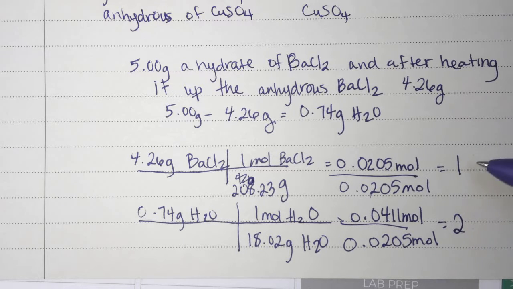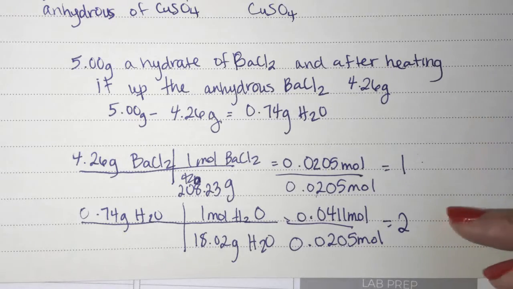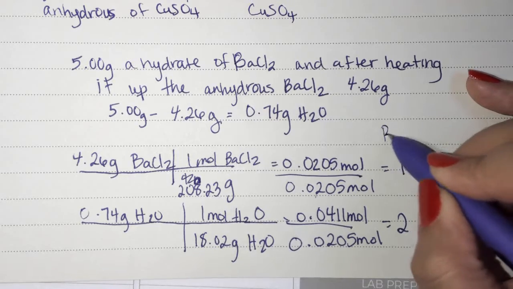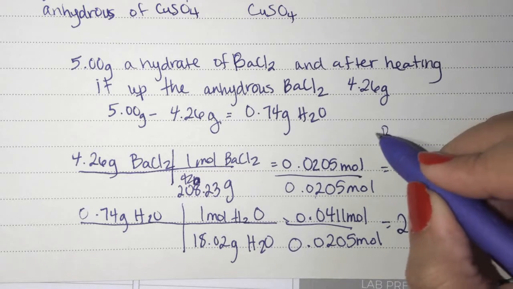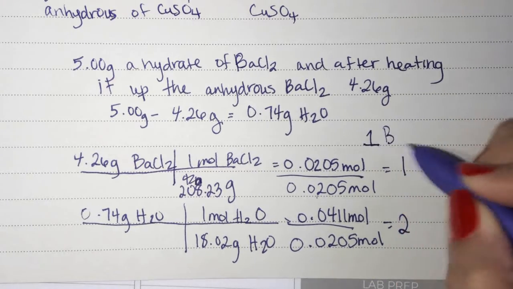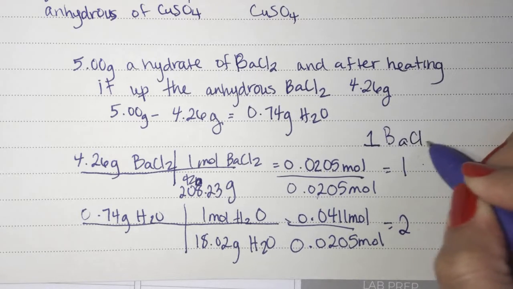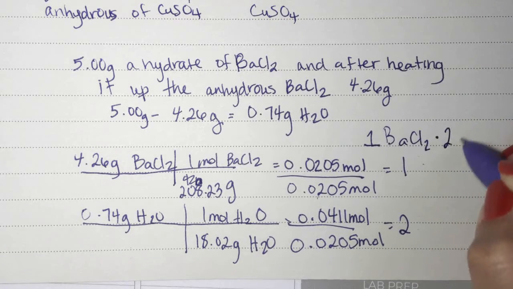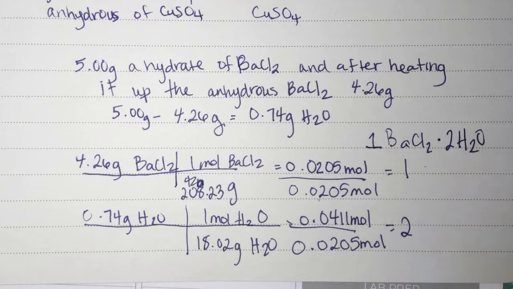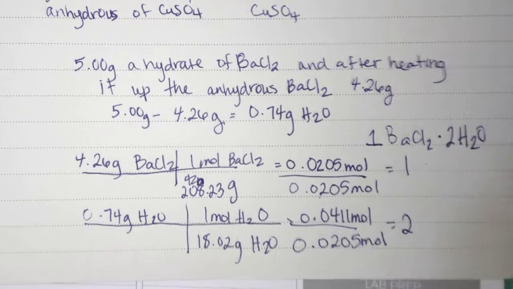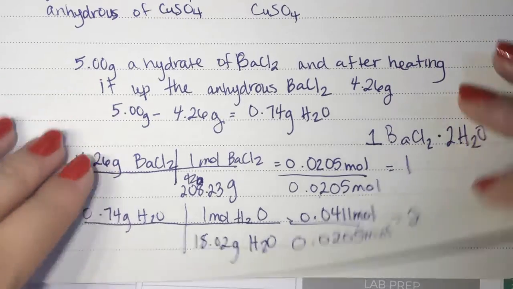For every 1 unit of barium chloride, I'm going to have 2 molecules of water. So I fill in these two as coefficients. 1 barium chloride, and it's surrounded by 2 water molecules. Okay? So that's usually the shorter version using empirical formula.